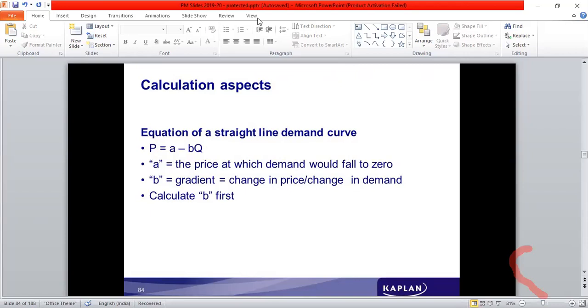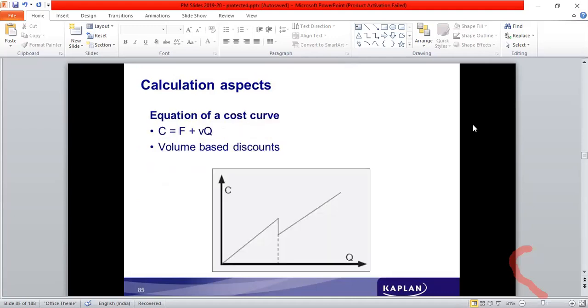What are the other calculation aspects of it? The equation of a straight line demand curve is represented as P equals A minus BQ. A is the price at which demand would fall to 0. B is a gradient, change in price by change in demand. So we calculate B first and then proceed further.